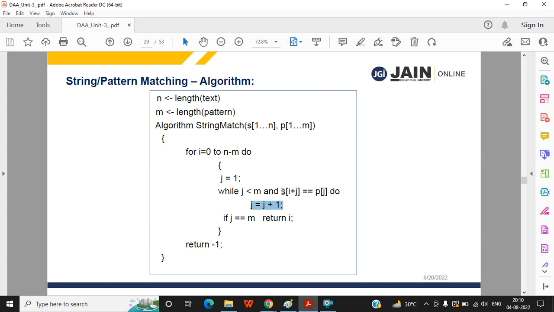Once this condition for any single character is false, then at the very next time it will come out of the loop, and j will not be incremented thereafter. So j cannot reach m. That's why, using this condition, we are actually getting whether the pattern has been found inside the source string or not.